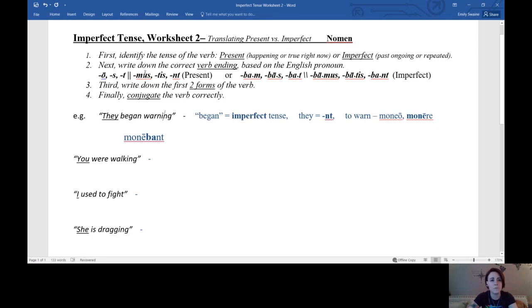So we either have o, s, t, mus, tis, or nt if it's present, or bam, bas, bat, bamus, batis, bant if it's imperfect. Now, the BA is actually an infix, and these are our endings: m, s, t, mus, tis, or nt. But really, as a shorthand, easy way to remember it, if you just remember bam, bas, bat, bamus, batis, bant as our imperfect tense endings, that'll take you a long way. That's a really, really easy way to remember it.